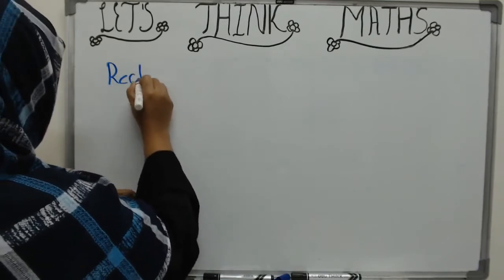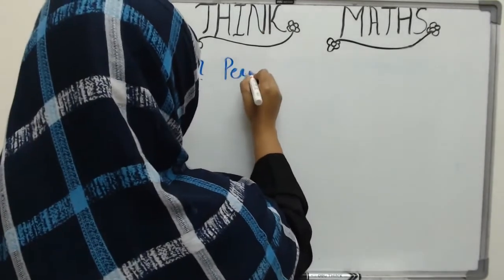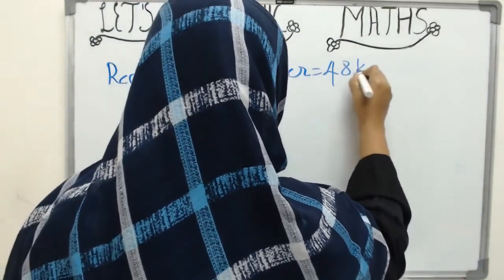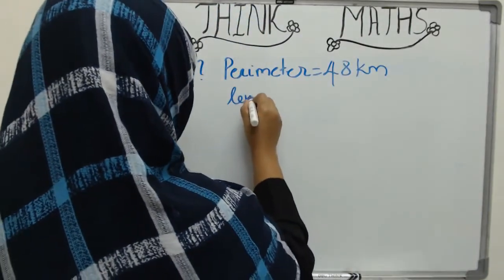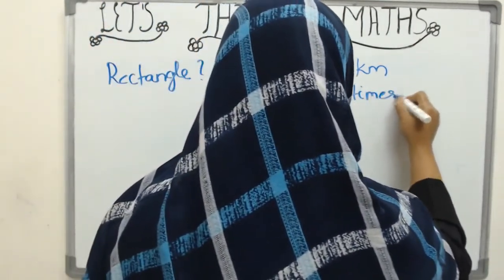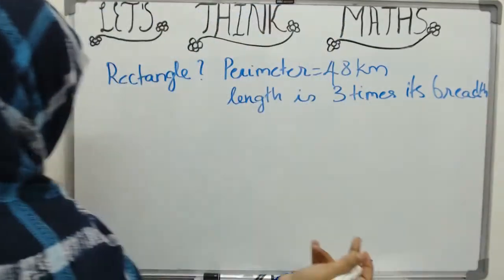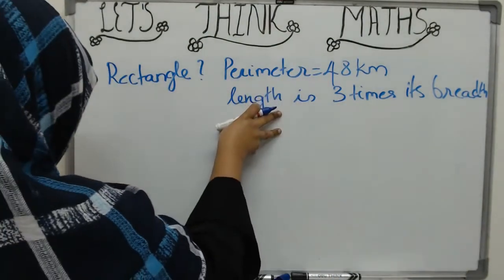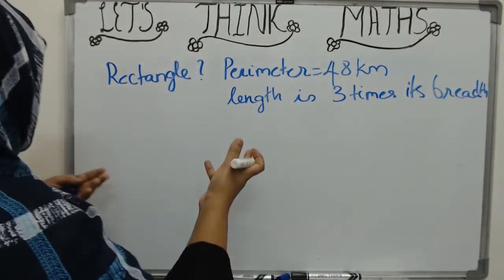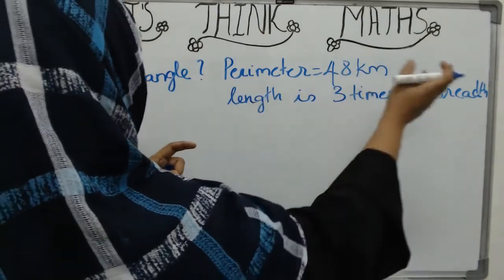Now, can you find a rectangle whose perimeter is 48 kilometers and whose length is 3 times its breadth? Now, when we say find a rectangle, what we actually mean is find a value for the length and the breadth. And when we say find a square, it actually means find the side. So here you just have to find what is the length and what is the breadth.